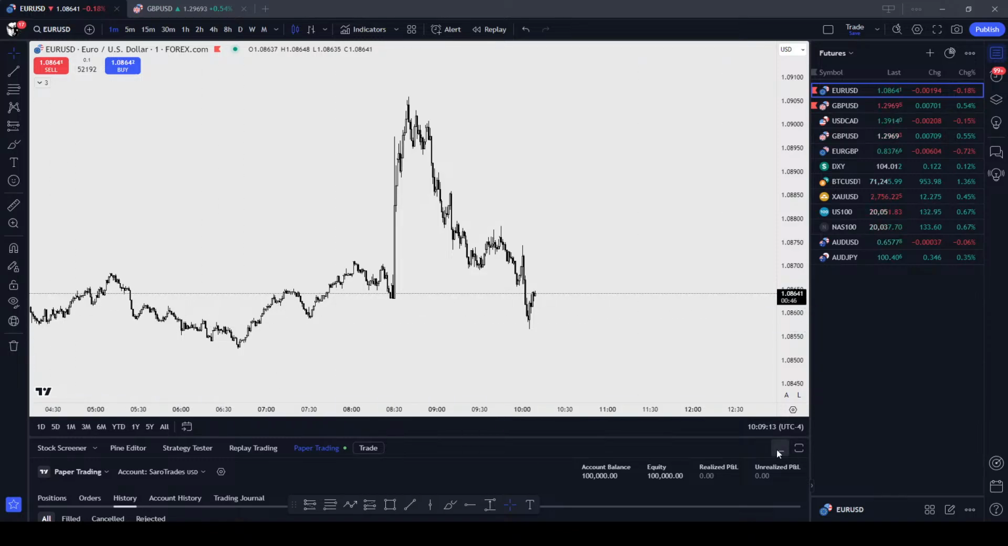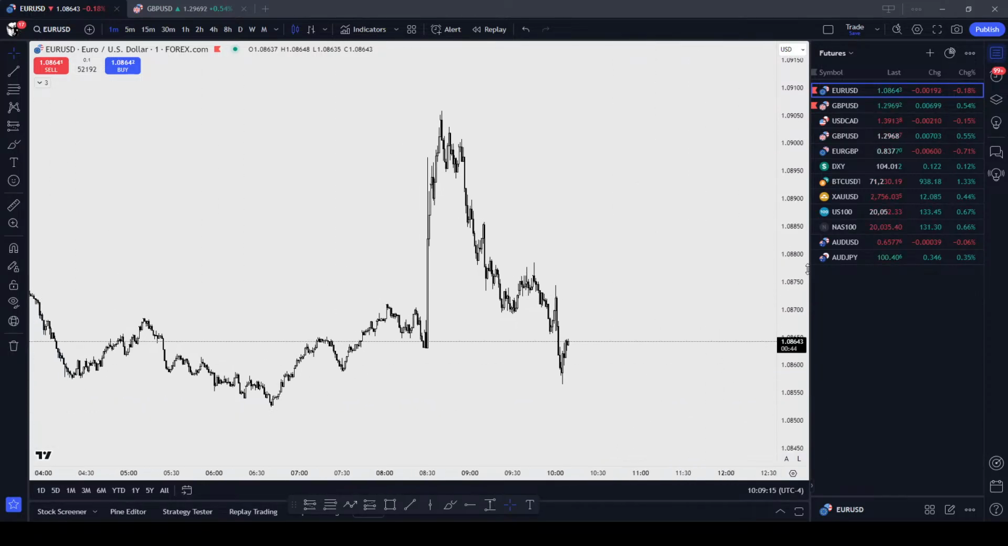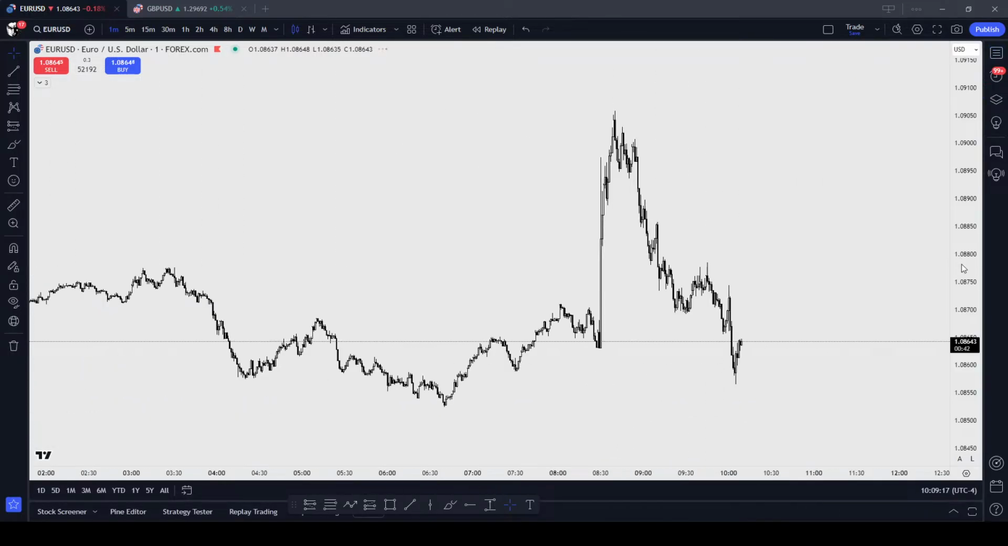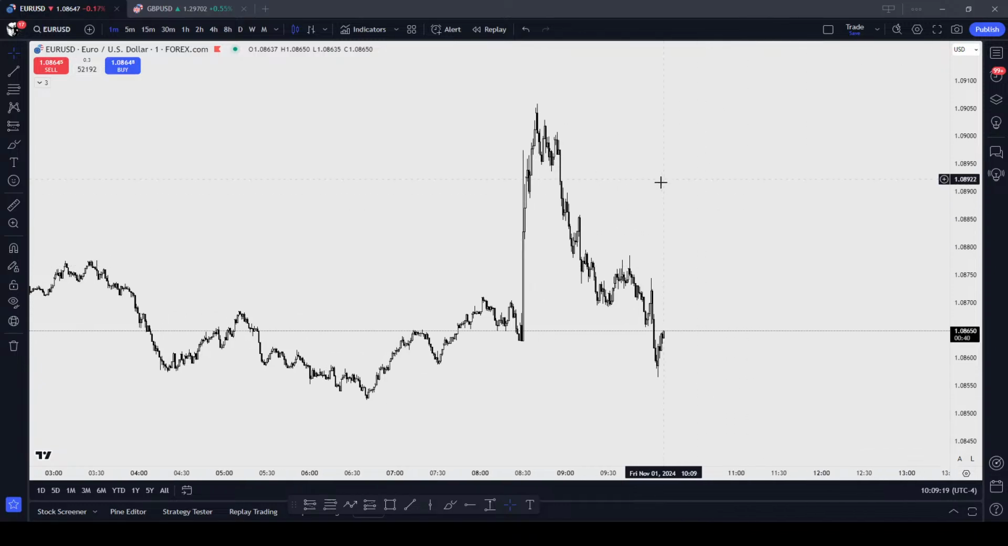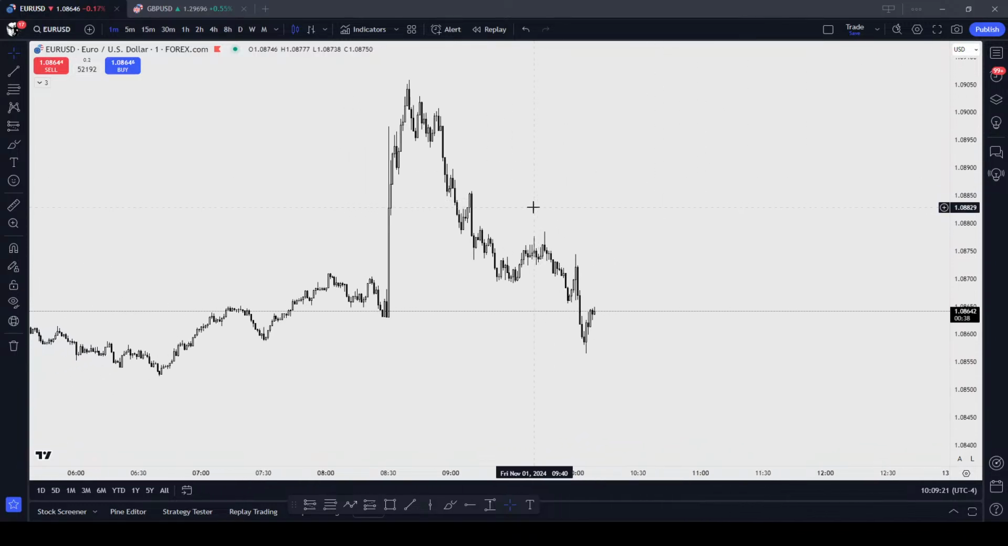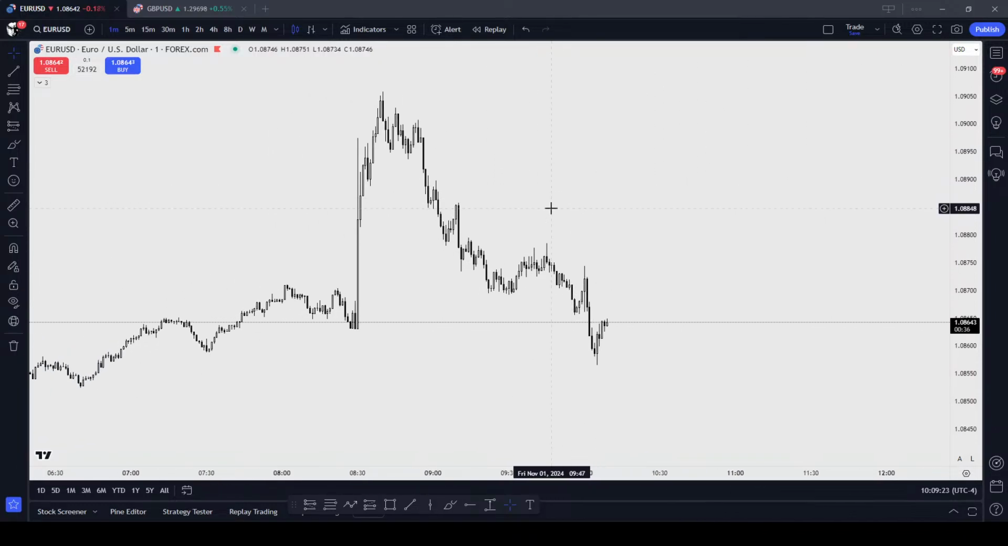Make price full screen. Let me make it full screen. Thank you for telling me.